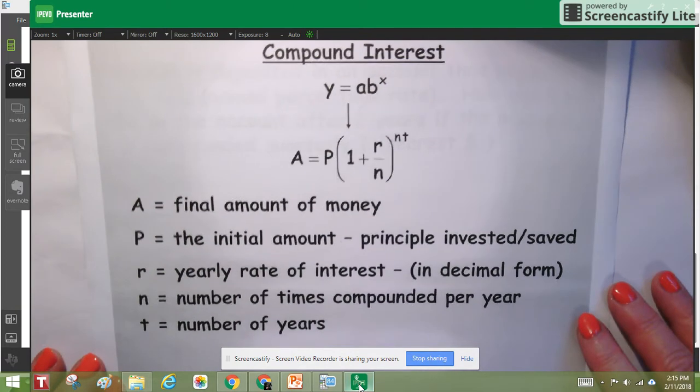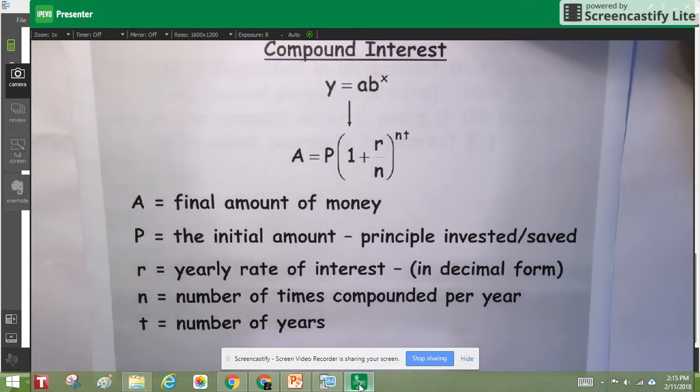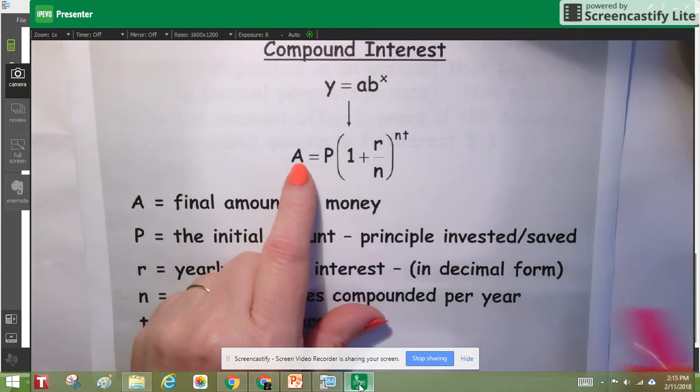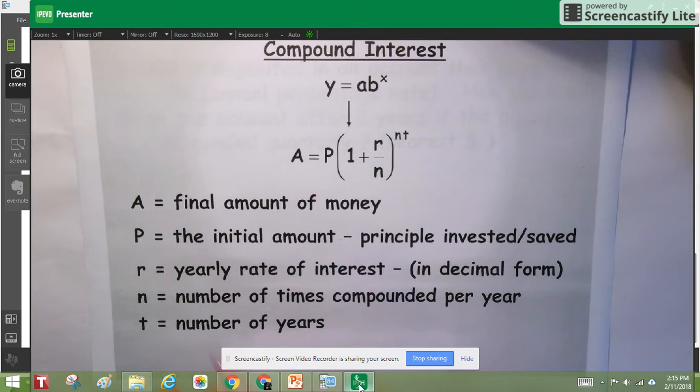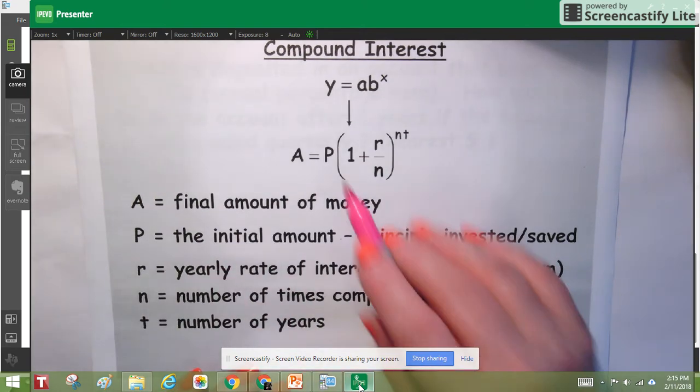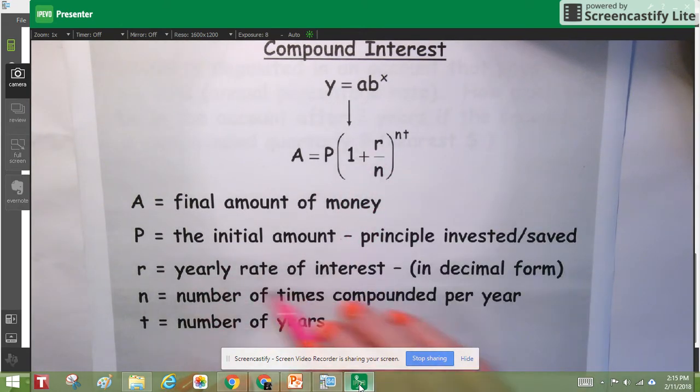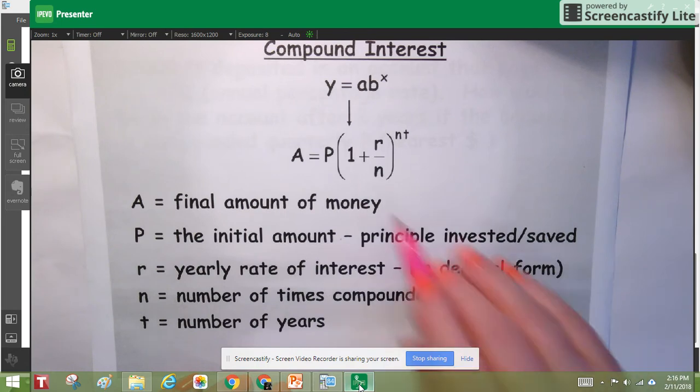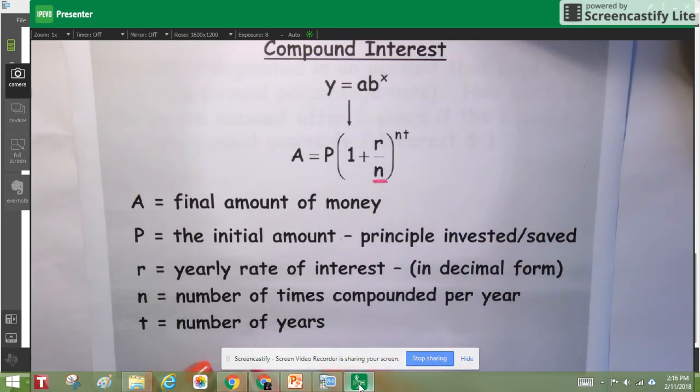The other equation that we will have to talk about today is compound interest. So now the interest is being compounded by some certain amount of time, monthly, yearly, daily. So this equation is A equals P, where P is, again, your initial amount, 1 plus R. Again, R is the rate of interest in decimal form. But now we have N, and N is the number of times that it's compounded per year.